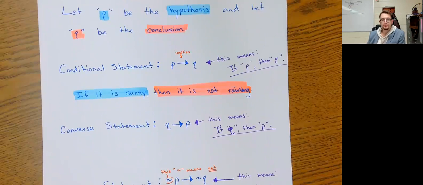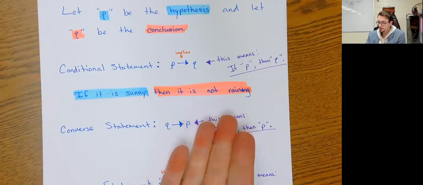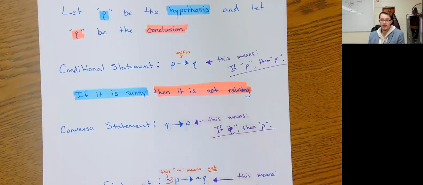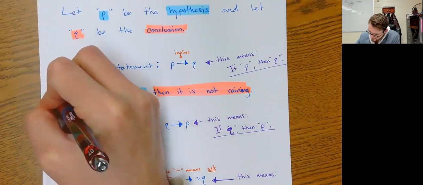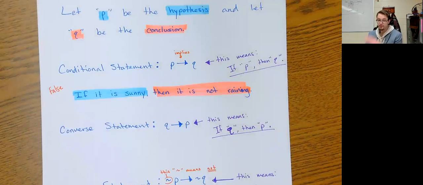Is that always true? I don't know. Has anybody ever been outside and it's been sunny, but it's raining? Usually that also involves a rainbow. That's how rainbows happen, when sunlight hits the rain and creates a rainbow through light refraction. I don't know. Anyways, that's not always true. If it's sunny outside, it actually can be raining and sunny at the same time. So this would actually be false.